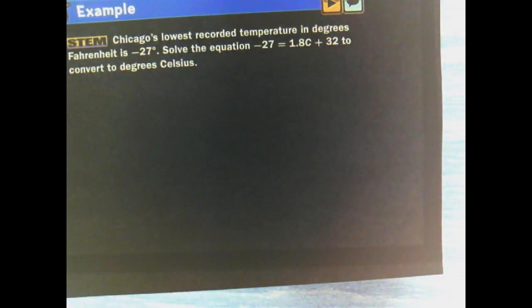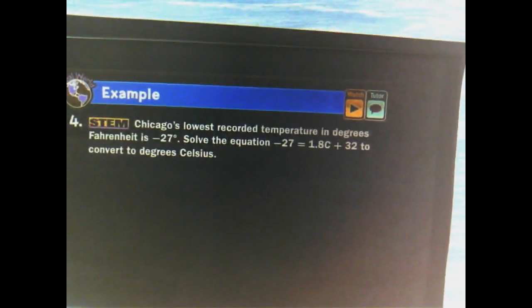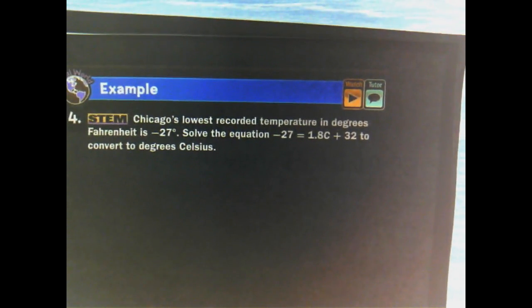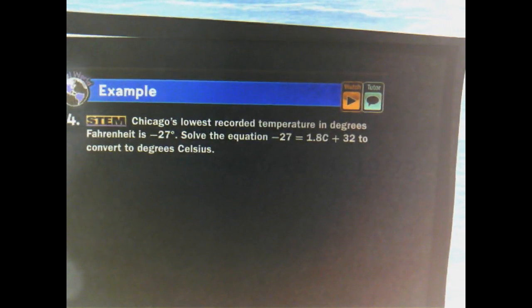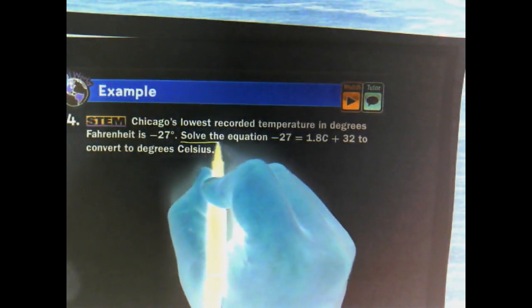Finally, our last example here is a word problem. It says Chicago's lowest recorded temperature in degrees Fahrenheit is negative 27 degrees. Solve the equation negative 27 is equal to 1.8 C plus 32 to convert to degrees Celsius. So we want to convert from Fahrenheit to Celsius. Here is the equation. All we need to do in this one is solve it. I know that because it says solve the equation.